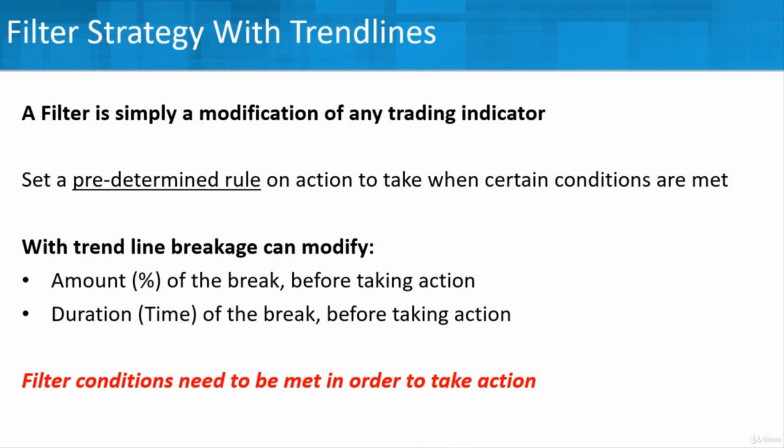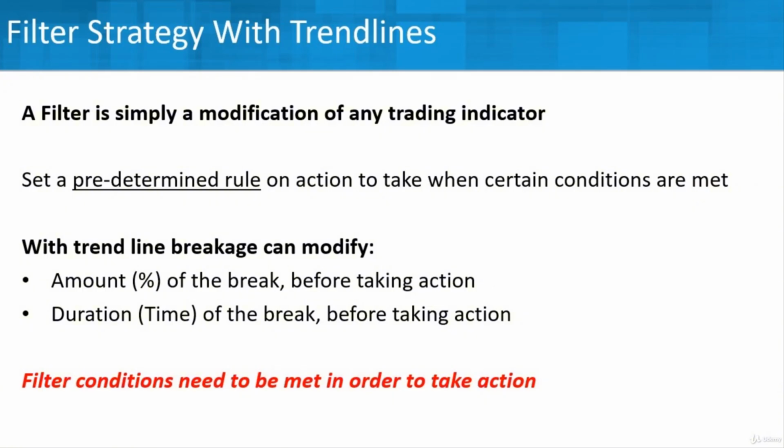And we're talking about this specifically with trend lines, but you can use filters with different types of indicators as well, and some work better than others when we get into the lessons with more detail around filters with other types of indicators. But in this case, we're looking for a trend line breakage, right? We're doing a filter, a predetermined rule that when a trend line is broken, we can modify the clear rule of whether to buy or sell by adjusting it with a filter. And that filter can be an amount or a percentage of the break.